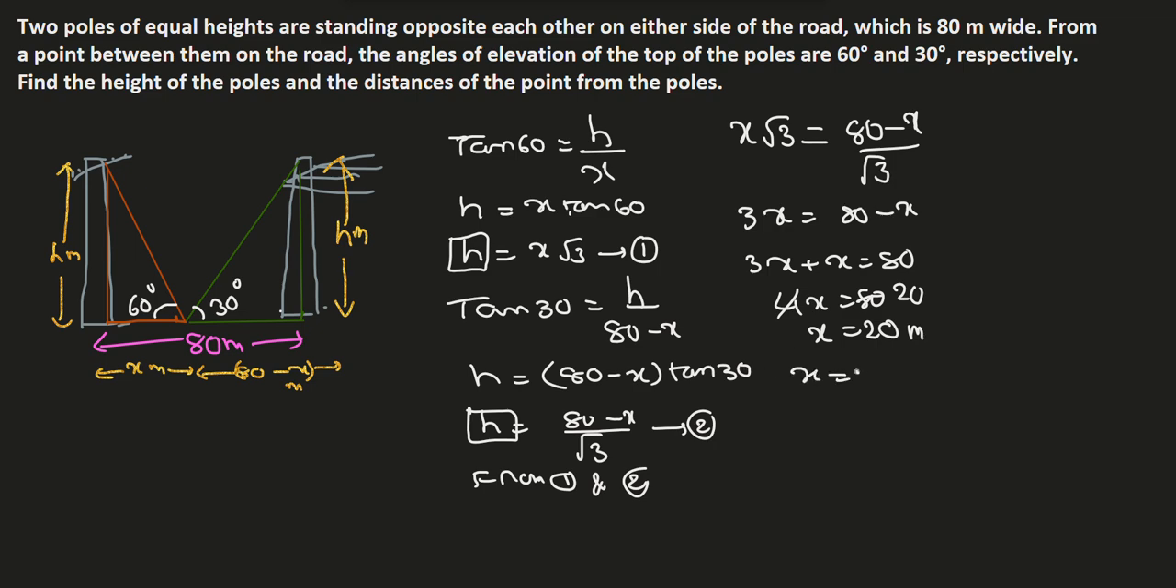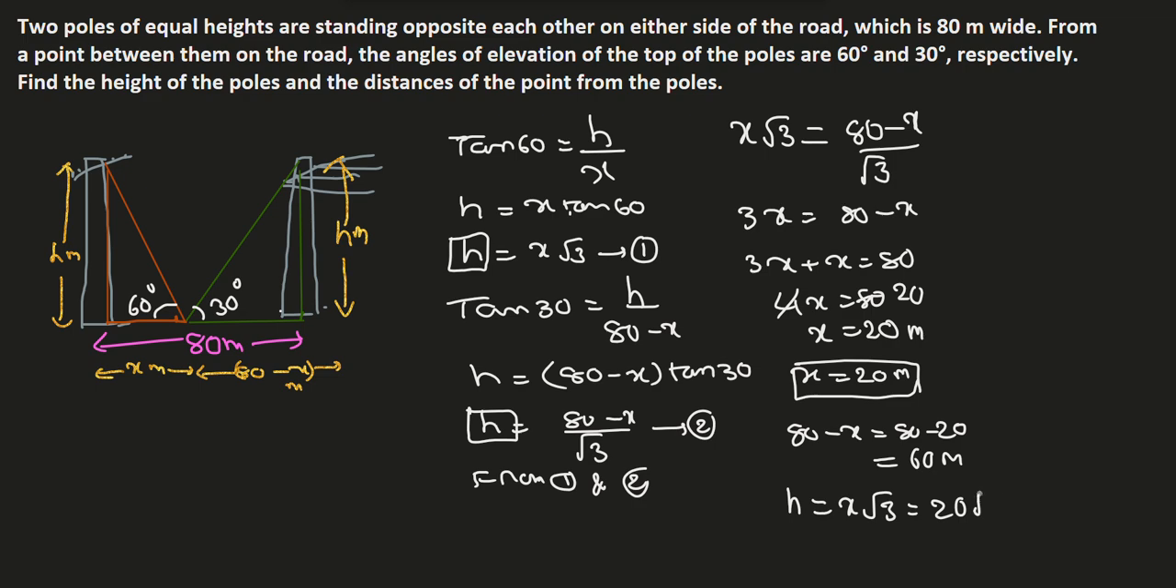One answer. You have to find the other distance. 80 minus x, that is from the second pole, the distance is 80 minus 20, that is 60 meters. Another answer. And you have to find the value of h, so you have to take the first one. H is equal to x root 3. What is x? x is 20. 20 root 3 meters is the height of the pole.